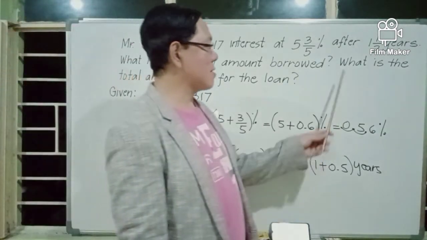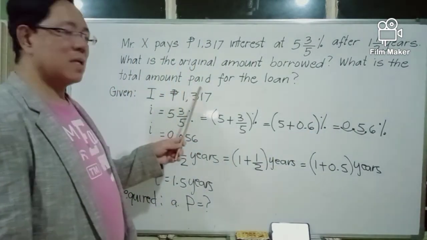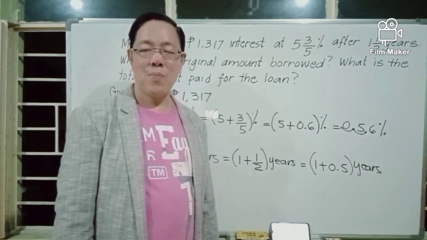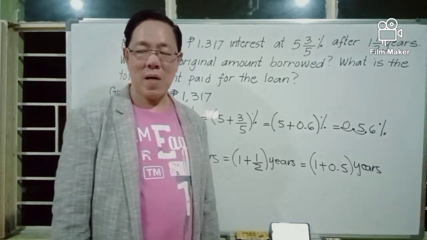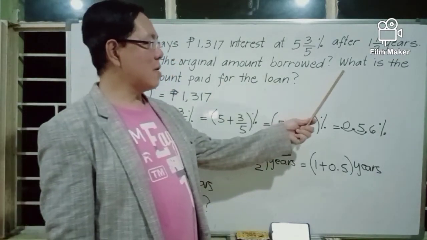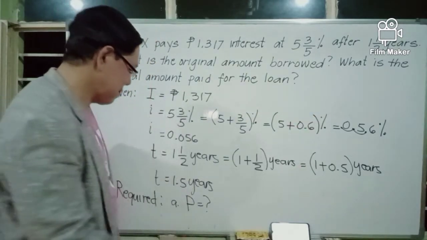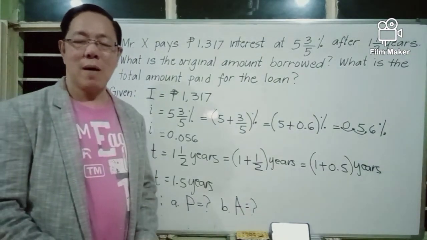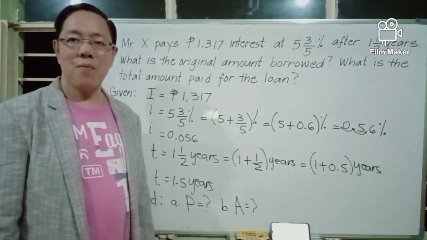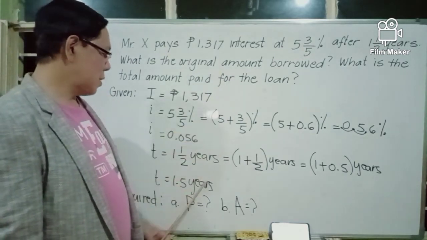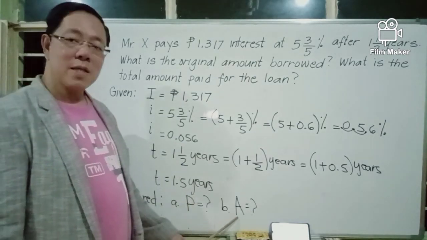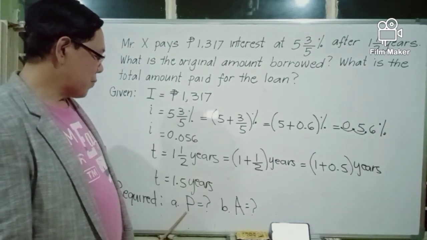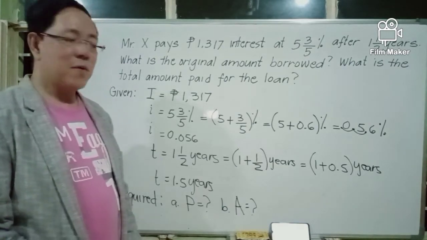The second question asks, what is the total amount paid for the loan? And we know from our examples before that the total amount of the principal, also known as the accumulated value of the principal, is denoted by capital A. Hence, to answer the second question, we compute capital A. We write that as letter B, capital A, for the total amount paid, or the accumulated value of the original amount borrowed, denoted by P. To get the total amount paid, we should first compute for the original amount borrowed. And to compute for the original amount borrowed, we will use the following formula.